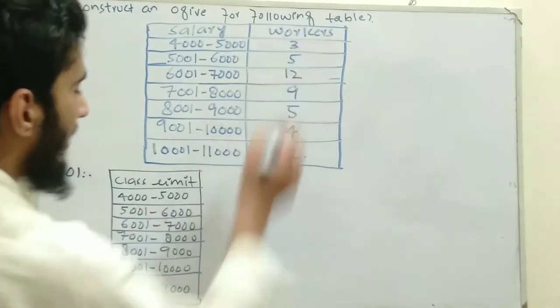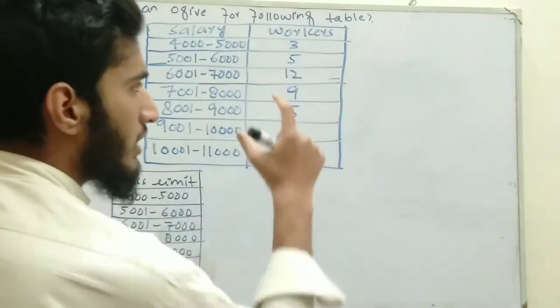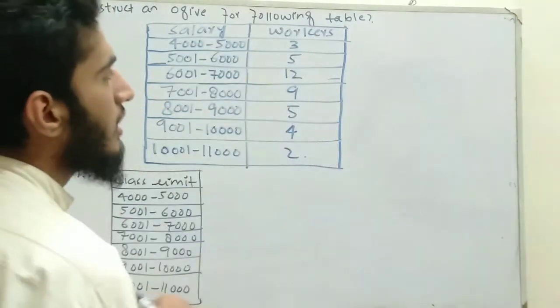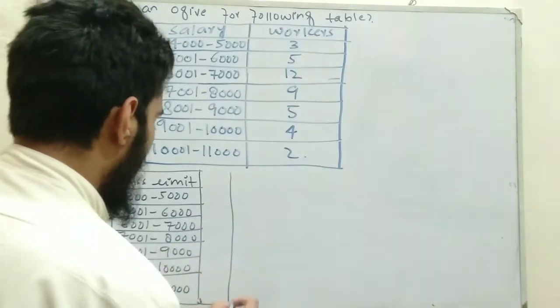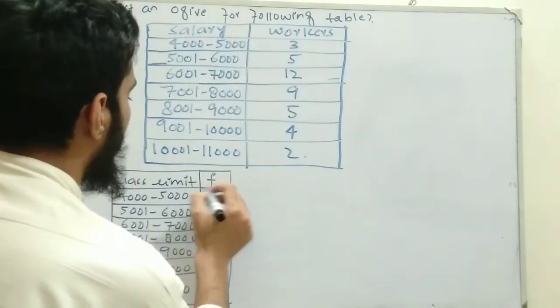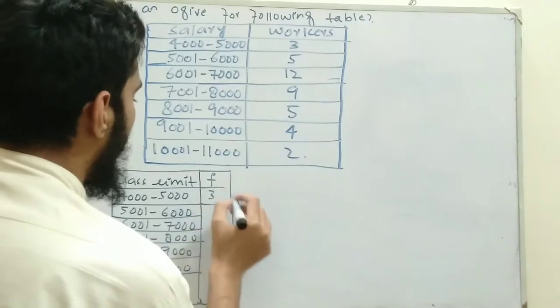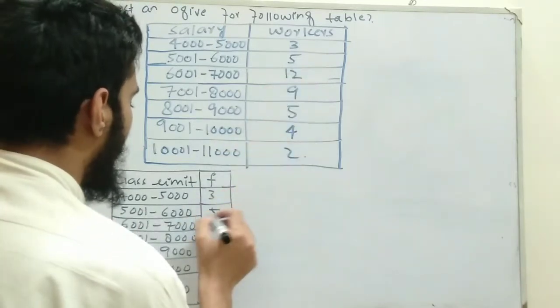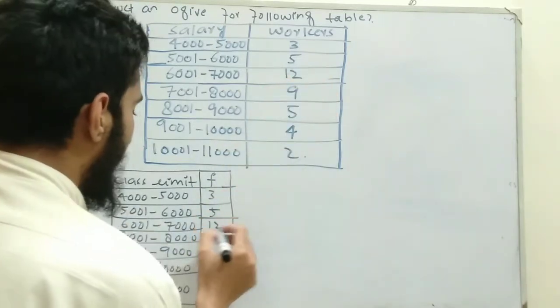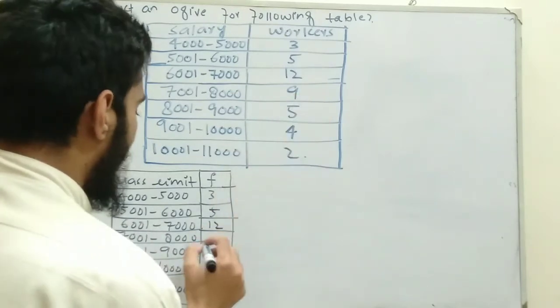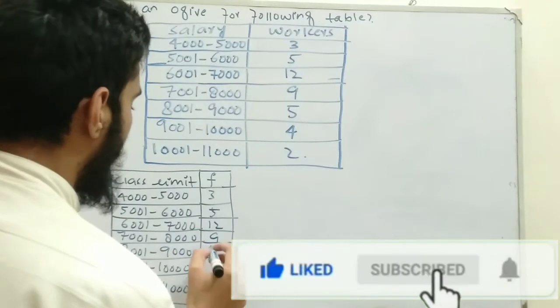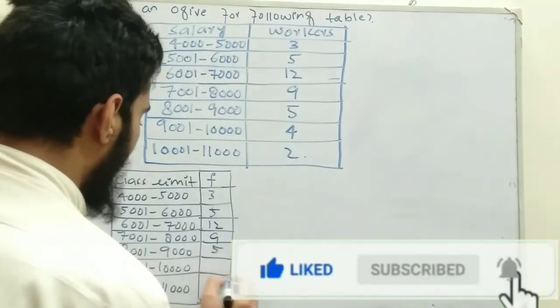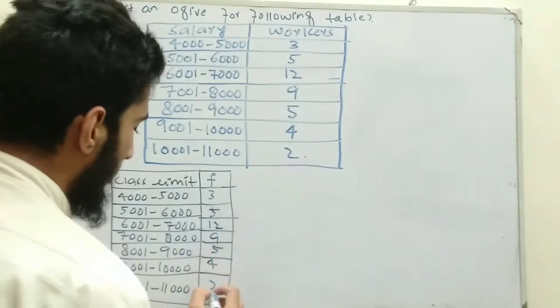And also we have the workers given. The workers here are actually the frequency for each salary class, so we will consider them as the frequency F. The first frequency is 3 and the second frequency is 5. The third frequency is 12, the fourth frequency is 9, the fifth is 5, then 4, and the last one is 2.